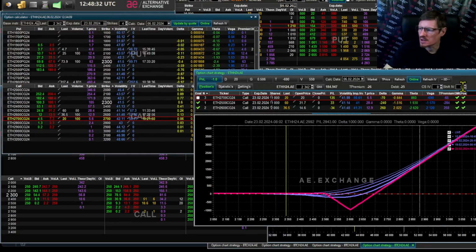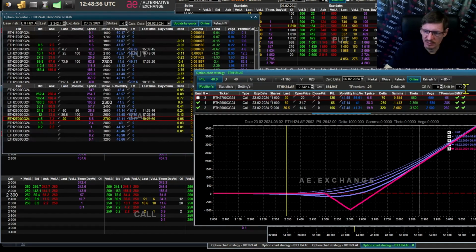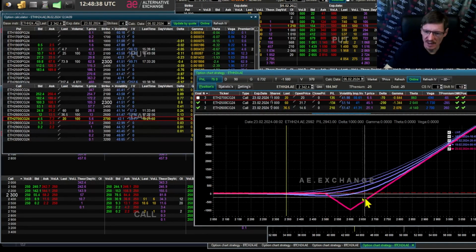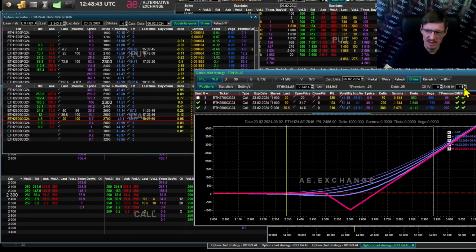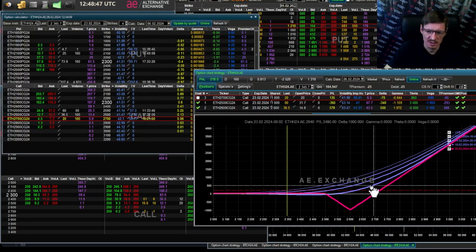Now, I will change Shift IV for clarity. Volatility will increase by 10. See how much the profile has risen? Or if I choose 20, which is entirely likely to happen, the profile has gotten even higher.